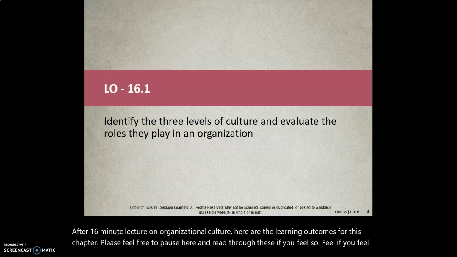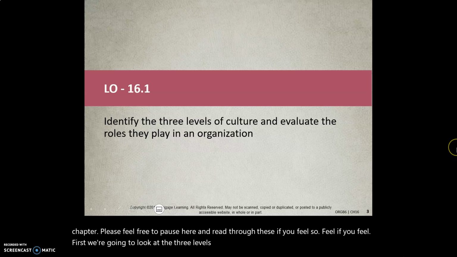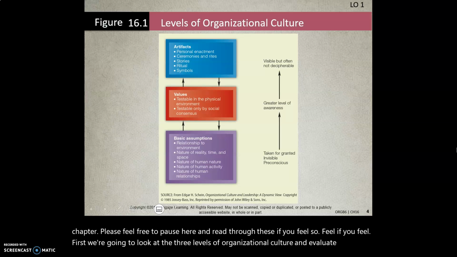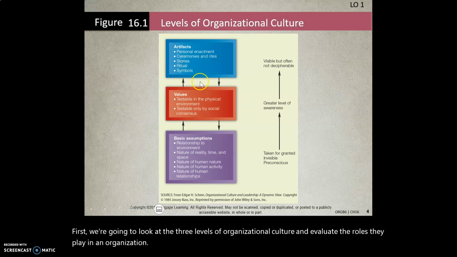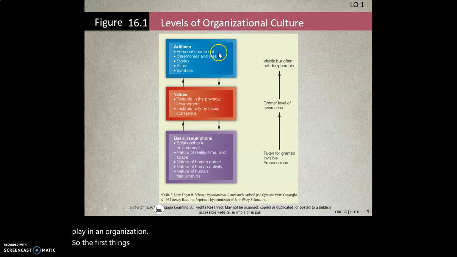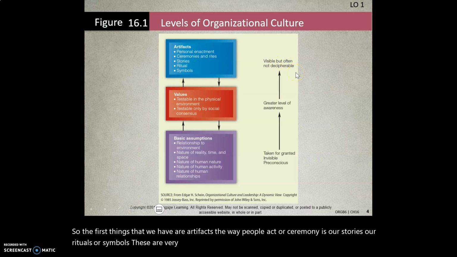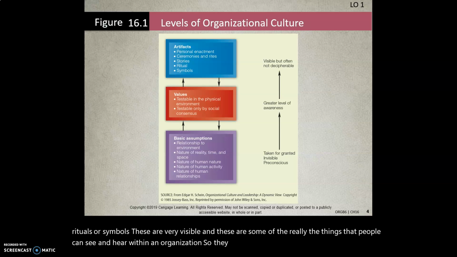First, we're going to look at the three levels of organizational culture and evaluate the roles they play in an organization. So the first things that we have are our artifacts. The way people act, our ceremonies, our stories, our rituals, our symbols. These are very visible. And these are really the things that people can see and hear within an organization. So they are often the most visible.